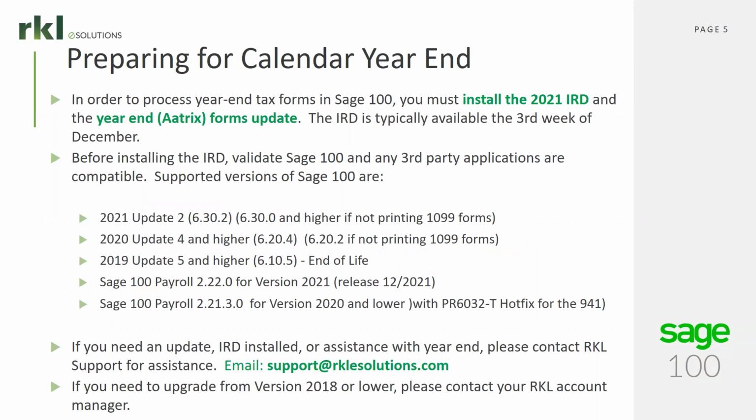Preparing for calendar year end. In order to be able to process your year-end tax forms in Sage 100, which include your 1099 forms and your payroll forms, an interim release download, aka IRD, must first be installed. In addition, you'll need to install the 2021 tax forms for the Atrix program. The IRD is available in and around the third week of December. Sage has published the date of December 23rd for this year.